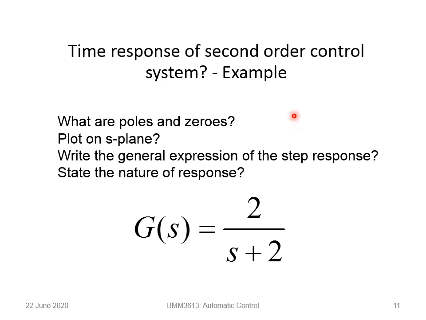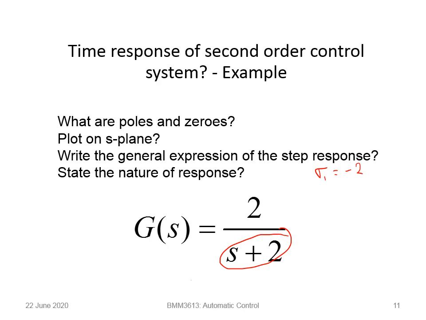So now let's try this one. It is a transfer function G(s) equals 2 over s plus 2. What are the poles and what are the zeros? Let's do this together. What are the poles? We have to look at the denominator. It's the value of s that turns the denominator equal to 0, right? So that's the value of the poles. We have only one pole, sigma 1 equals minus 2.